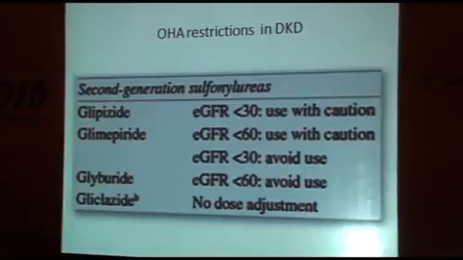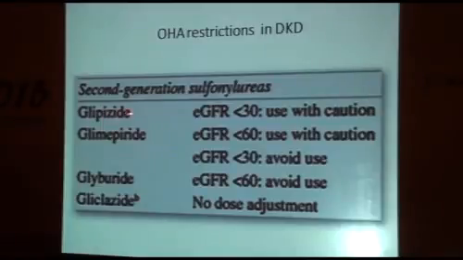We come to OHA restrictions in diabetic kidney disease. The first generation OHAs, namely chlorpropamide and tolbutamide, are absolutely contraindicated. When it comes to second generation sulfonylureas, you know that all the sulfonylureas have a common property: they are first metabolized by the liver, and the metabolites, active or inactive, are secondarily excreted by the kidneys. They are also highly protein bound and not easily dialyzable.